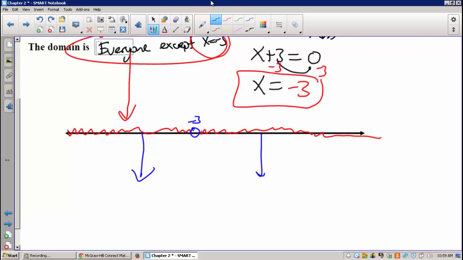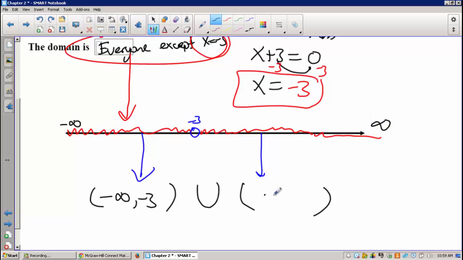Yes, we need to break this into 2 pieces, left side and right side, and then unite. There is no other way. Okay? We have to do it in 2 pieces. Left side, negative infinity to -3, and then the right side is -3 to infinity. This way we are excluding -3.